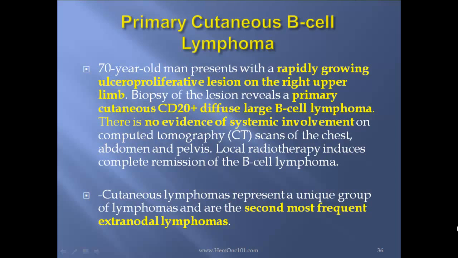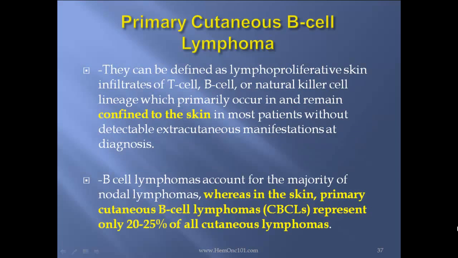Cutaneous lymphomas represent a unique group of lymphomas and are the second most frequent extranodal lymphomas. They can be defined as lymphoproliferative skin infiltrates of T-cell, B-cell, or NK-cell lineage, which primarily occur in and remain confined to the skin, in most patients without detectable extracutaneous manifestations at diagnosis. B-cell lymphomas account for the majority of nodal lymphomas, whereas in the skin, primary cutaneous B-cell lymphomas represent only 20 to 25% of all cutaneous lymphomas.